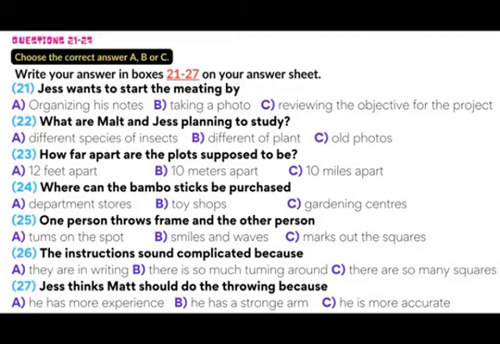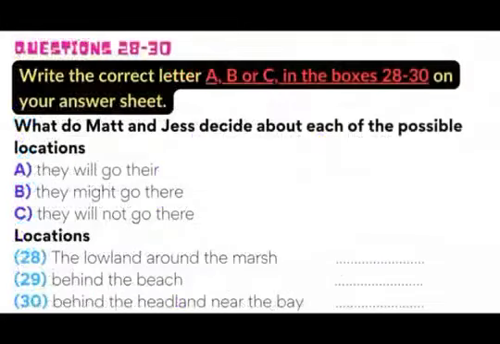You now have 30 seconds to look at questions 28 to 30. Okay, good. We've got that sorted. Now we need to decide where to go. Yes, I've been thinking about that and I've brought the map. Well done. I forgot mine.